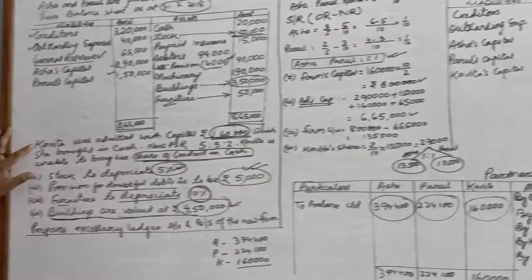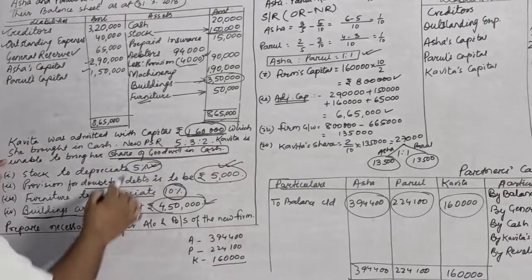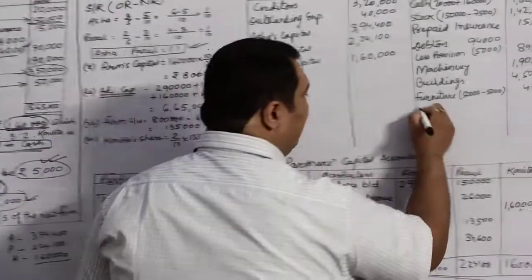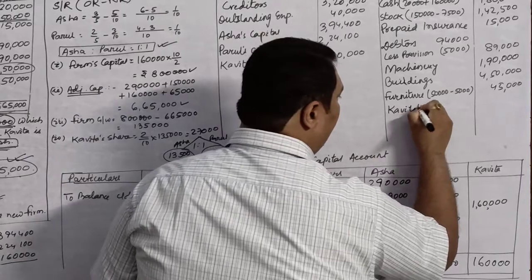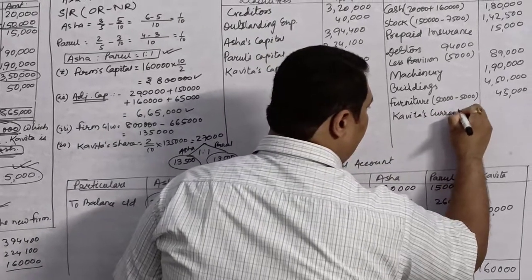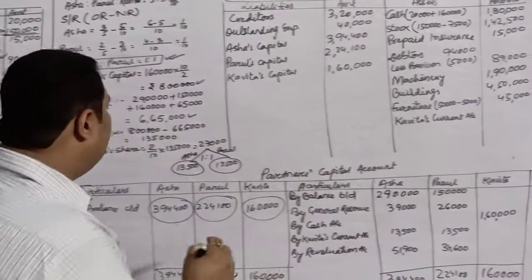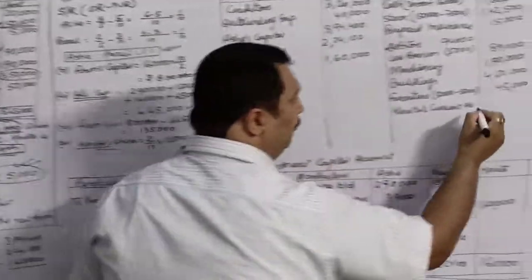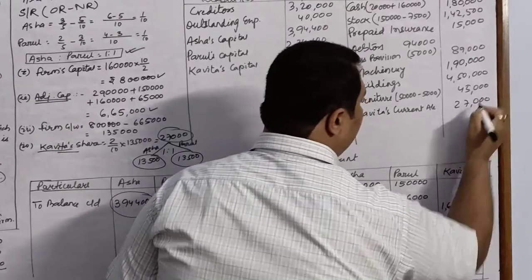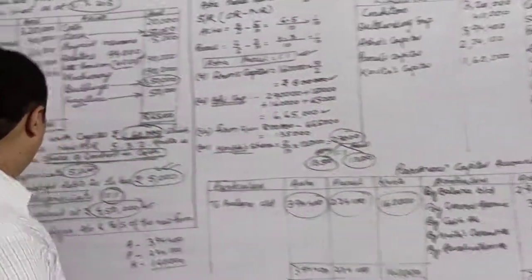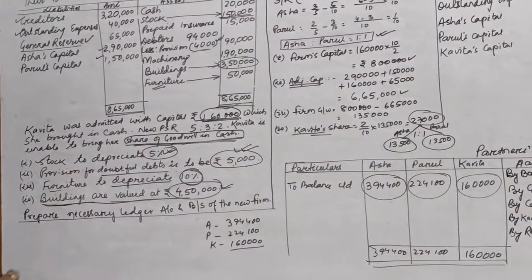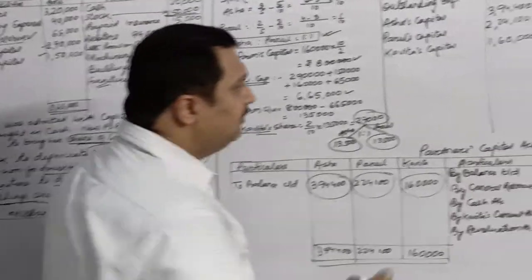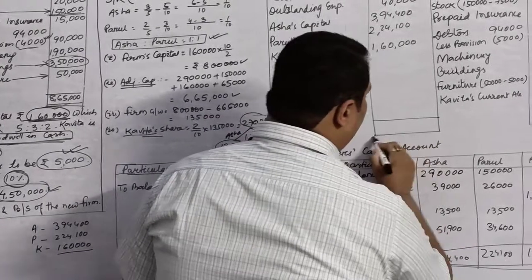Now we will check our adjustments. See over here, Kavita's capital has been taken. Goodwill, she was unable to bring it in cash. So we will write Kavita's current account. And the balance of Kavita's share was 27,000, which will come over here on the asset side. After this, we have done the adjustment for stock, provision, furniture, building. Everything is done. So we will total the balance sheet now.